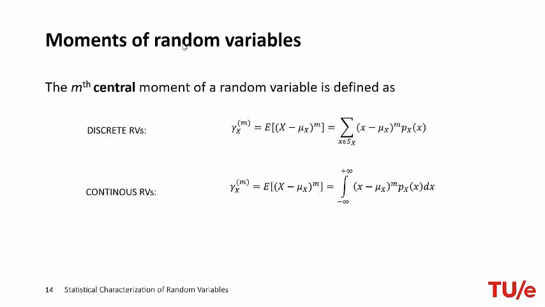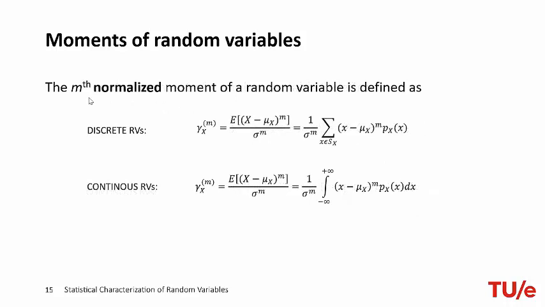In a similar way, the central moments can be calculated by taking the expectation of the random variable minus the expected value to the power of m. And from this, you can see that the variance is the second central moment of a random variable, because if we substitute here a 2, we obtain the formula for the variance. Finally, we can calculate also normalized moments by taking the central moment and normalizing by the standard deviation to the power of m.